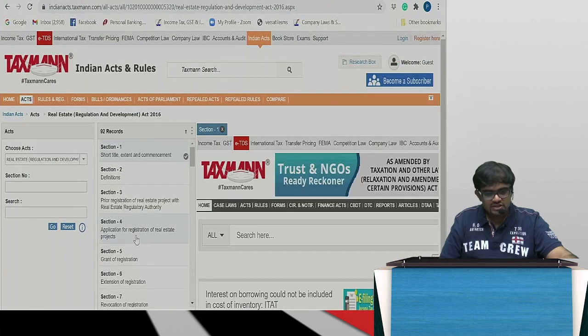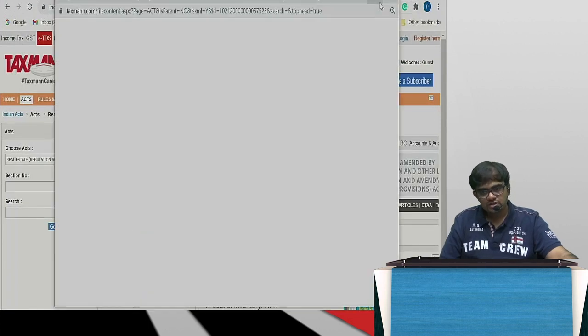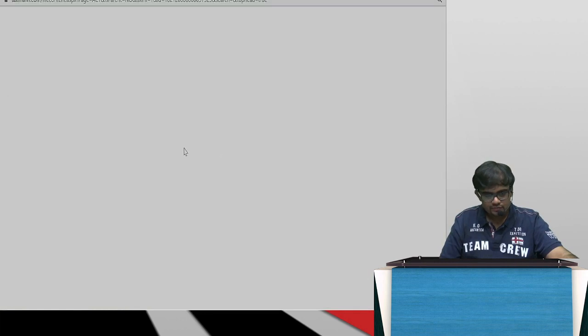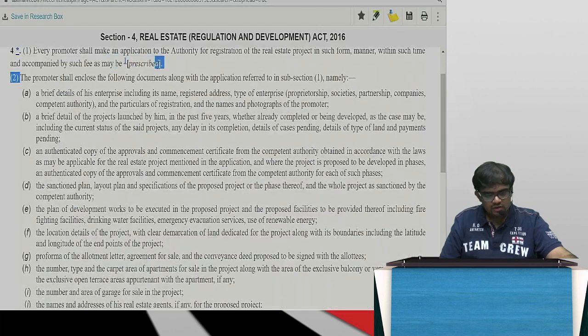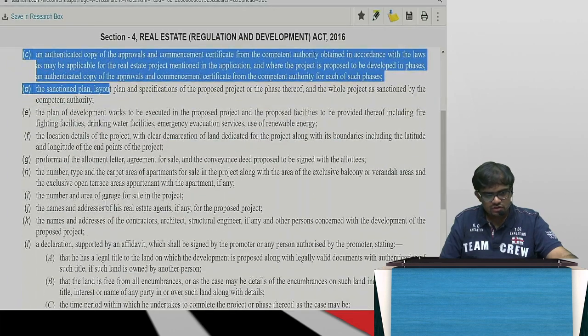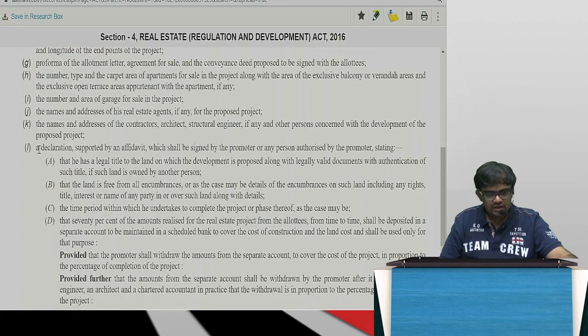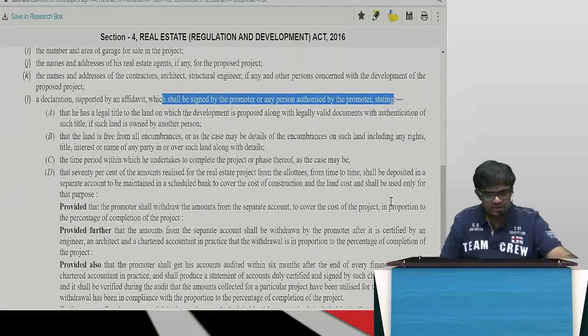RERA we discussed, it is in section 4, application for registration. The promoter shall enclose all these documents, right? A declaration supported by affidavit shall be signed by the promoter or any other person. And then the other thing comes.